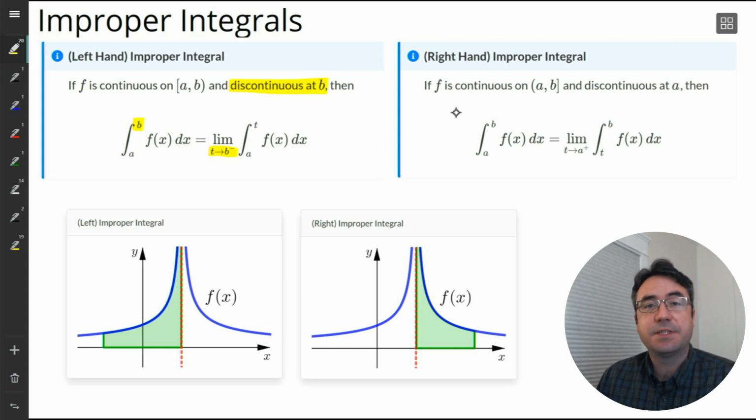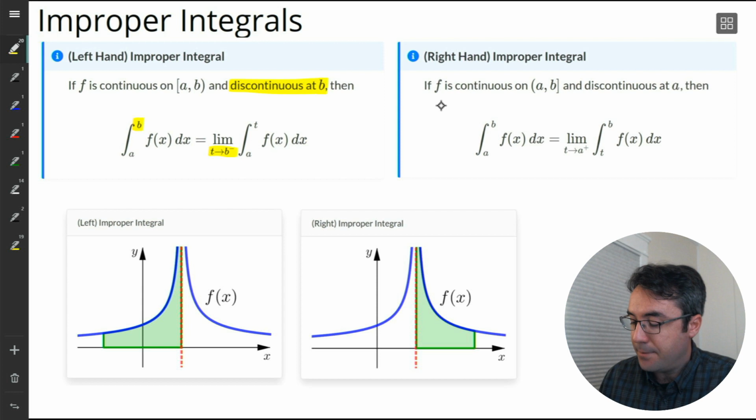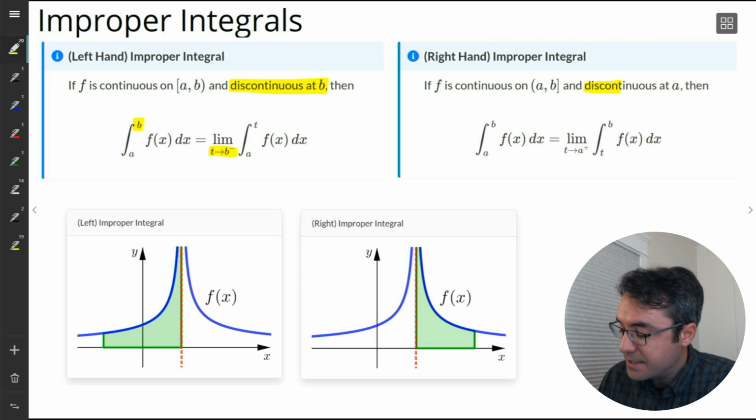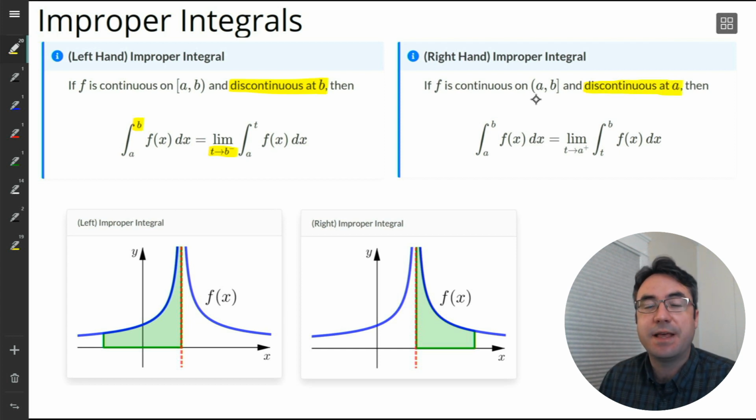Well, we could also have a discontinuity at the other endpoint. So we call these maybe right-hand improper integrals. So we have a function f that's continuous on the interval from a to b, but we have a discontinuity at a. So we're using that open interval notation to indicate that at x equals a, our function is not continuous. It's discontinuous. So that means when we look at this integral notation here, this is not a regular definite integral that we saw back in Calc 1. We have to adjust it.